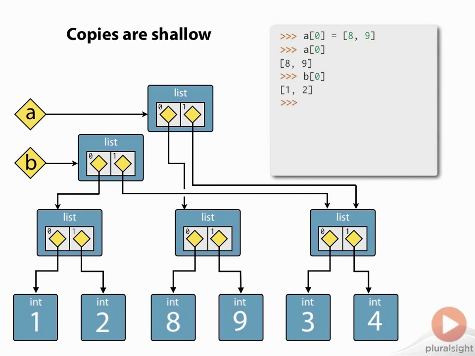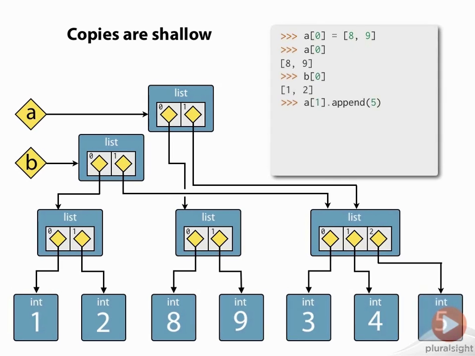What happens if we now append to the inner list referred to by A1? Let's append a new integer object containing the value 5. The new integer object is created and is referred to by an additional element in the inner list referred to by A1. So A1 now refers to a list containing integers 3, 4, 5. Significantly, because A1 and B1 refer to the same inner list, the list accessible through B1 has also been modified.